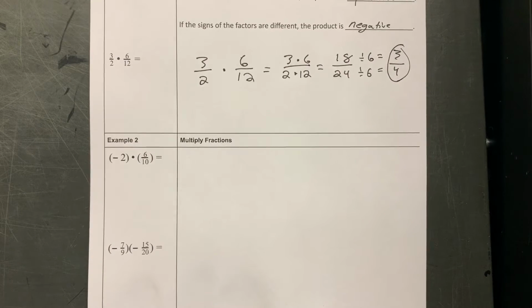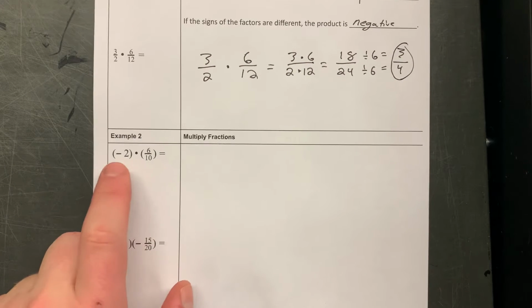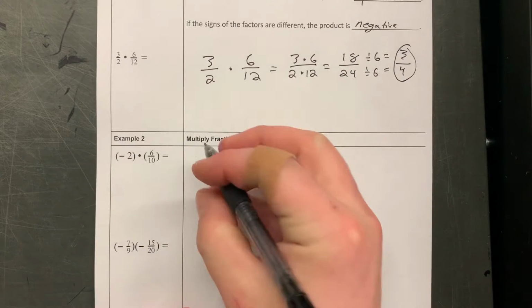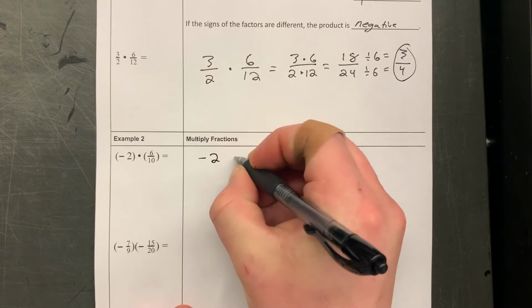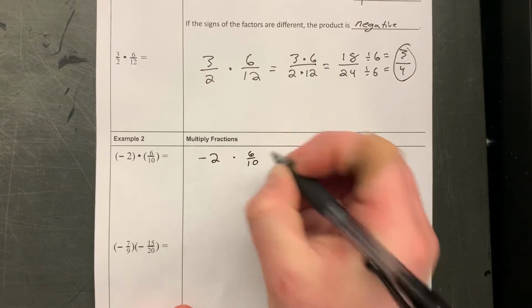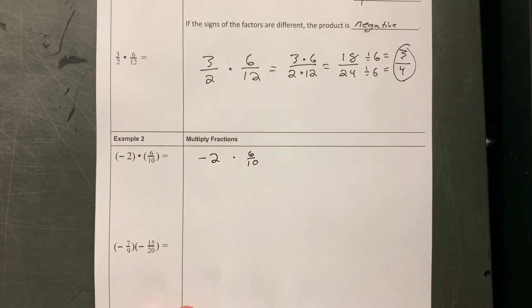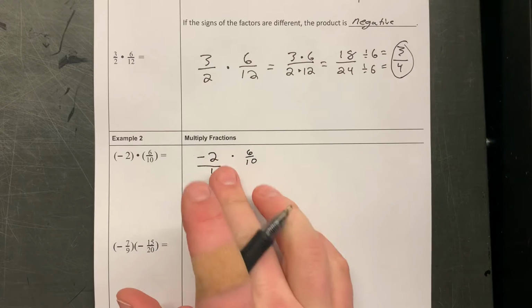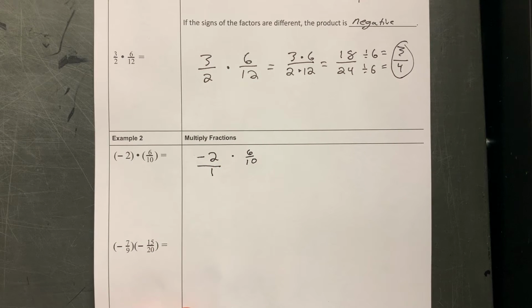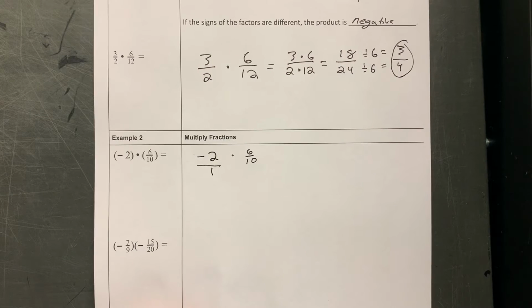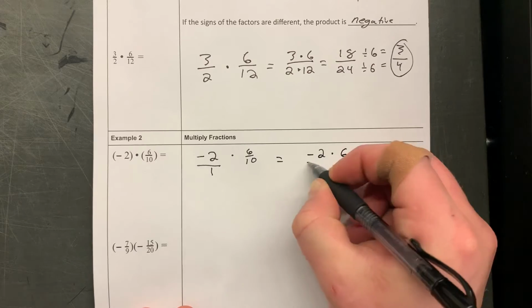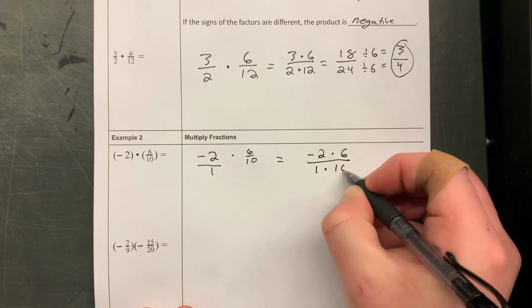If I go down to example number 2, I can see right away I have a negative and a positive number, so I know my answer is going to be negative. I'm going to start by rewriting this problem. Now, anytime that we have a whole number like that, it's always going to be over 1. There's always an invisible 1 underneath it because we can always put it over 1. That's when we know we have a whole number. So if I want to rewrite this, it's just going to be a negative 2 times 6 all over 1 times 10.